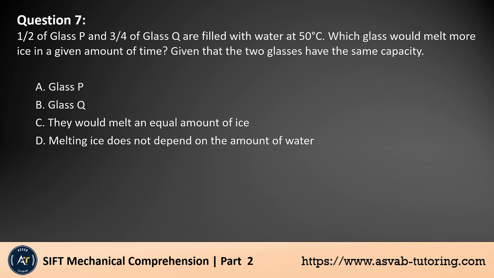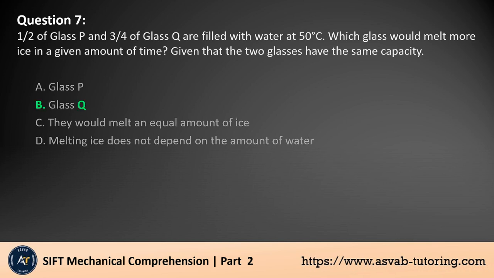Question 7. 1/2 of glass P and 3/4 of glass Q are filled with water at 50 degrees Celsius. Which glass would melt more ice in a given amount of time, given that the two glasses have the same capacity? A. Glass P. B. Glass Q. C. They would melt an equal amount of ice. D. Melting ice does not depend on the amount of water.